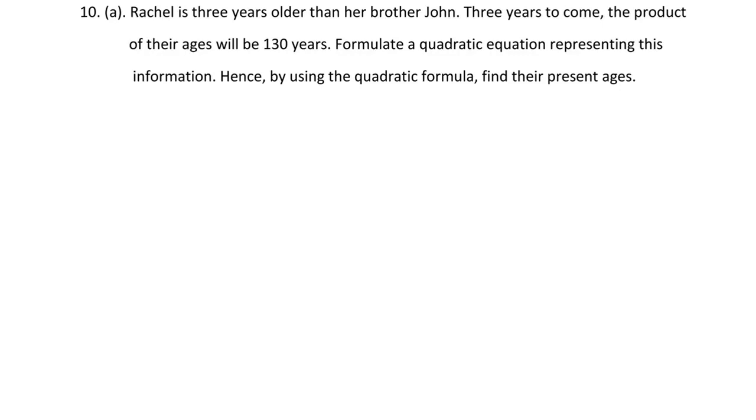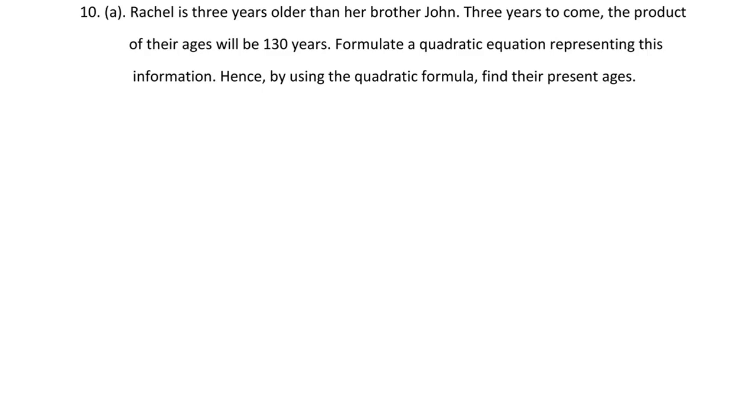Question number 10, part A. Rachel is 3 years older than her brother John. 3 years to come, the product of their ages will be 130 years. Formulate a quadratic equation representing this information. Hence, by using the quadratic formula, find their present ages.